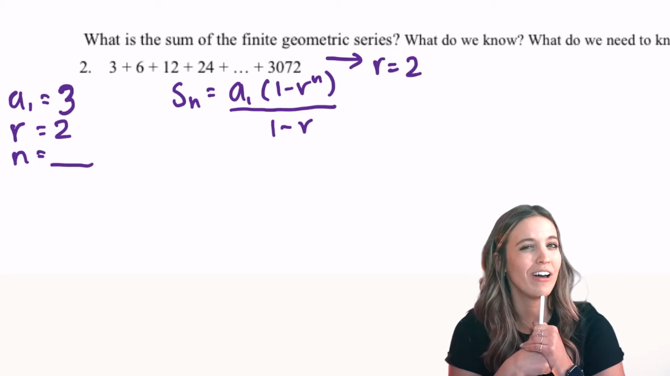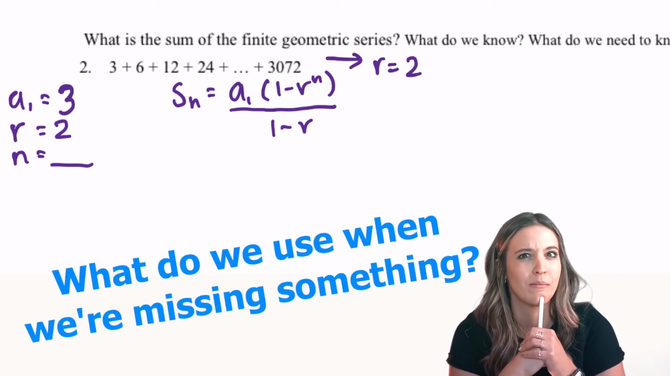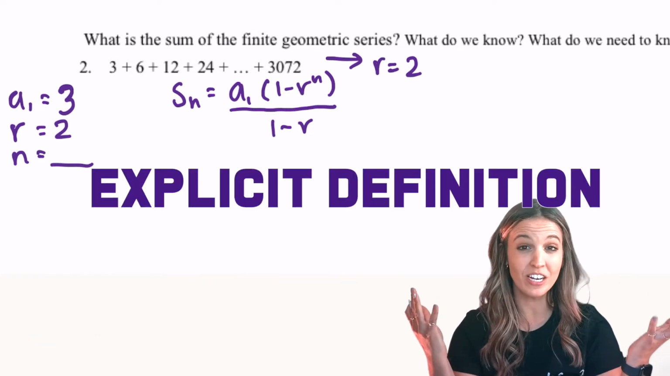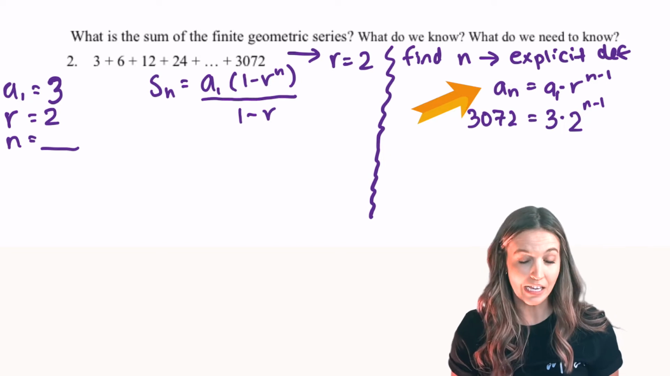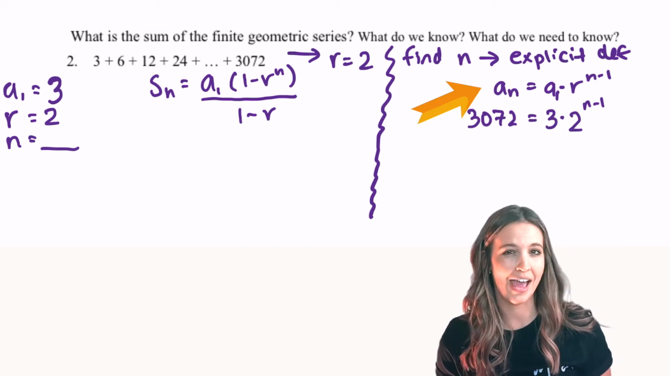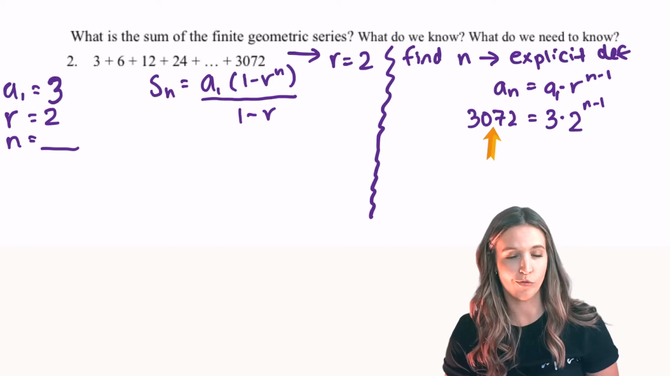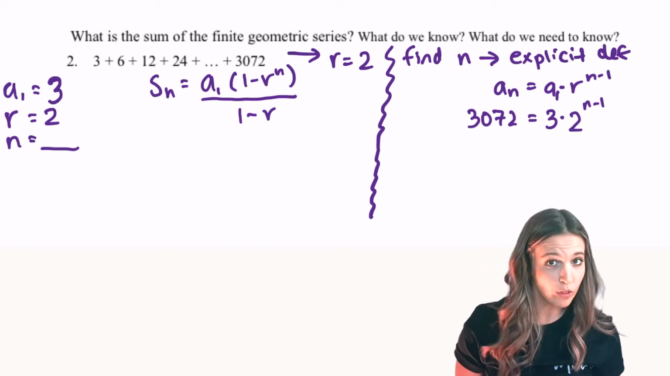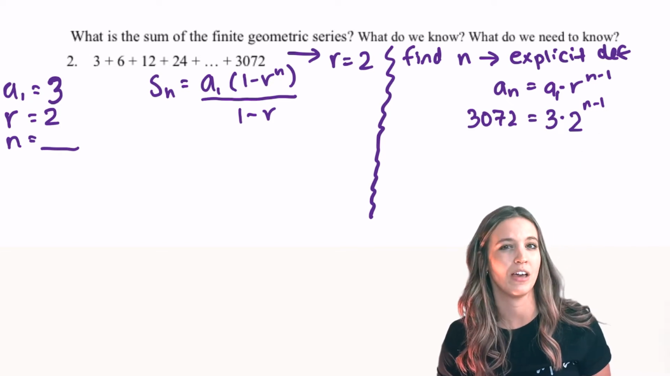So how do I find n? What do we use when we're missing something in our formula? The explicit definition. I know the explicit definition is a sub n equals a sub 1 times r to the n minus 1. If I plug in what I know, a sub n is my last term, 3,072. I know the starting term is 3 times 2, that common ratio, to the power of n minus 1.